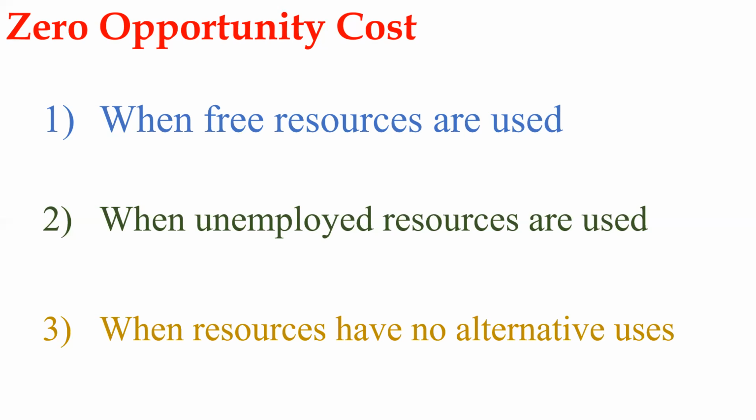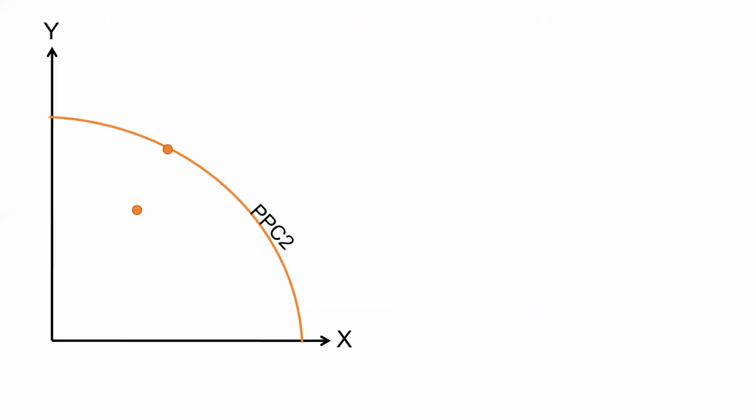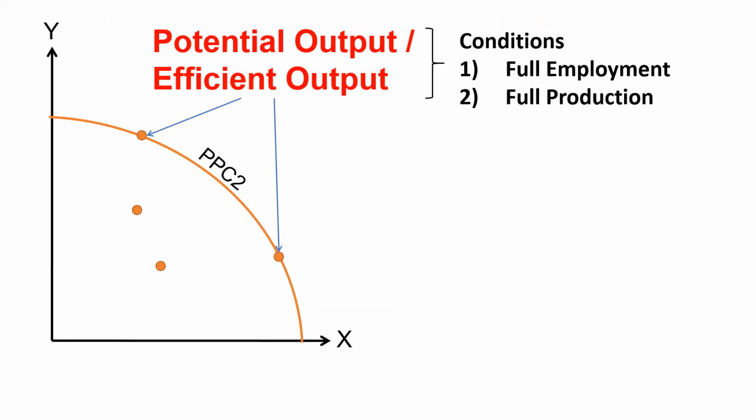Zero opportunity cost in PPC. Where do we present zero opportunity cost in PPC? You know, if we take PPC, we can take production points basically in two types. Any point on the PPC or any point inside the PPC. Any point on the PPC we call potential output, which satisfy two conditions, full employment and full production.